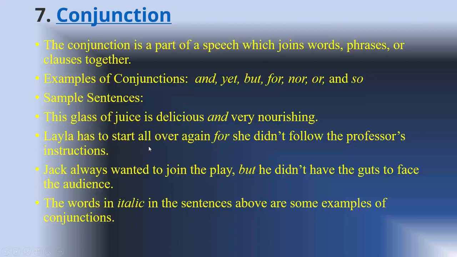Layla has to start all over again, for she didn't follow the professor's instructions. So, two sentences: Layla has to start all over again. She didn't follow the professor's instructions. Jack always wanted to join the play, but he didn't have the guts, the courage to face the audience. Now, the words in italic in the sentences above are some examples of conjunctions.